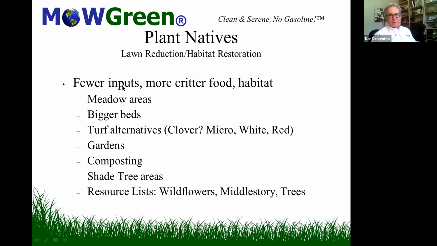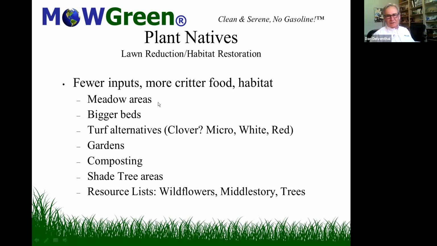So native plants need fewer inputs. Again, probably everybody here knows that. Less fertilizers. They're native. They like the way things are. More critter food, more habitat. So we want to reduce lawns. We want to have habitat restoration. And so we encourage letting it grow.